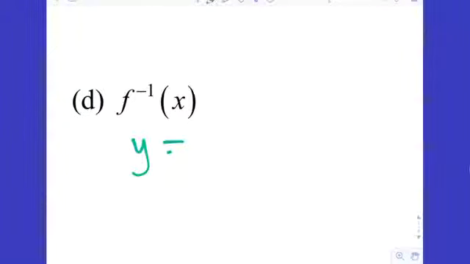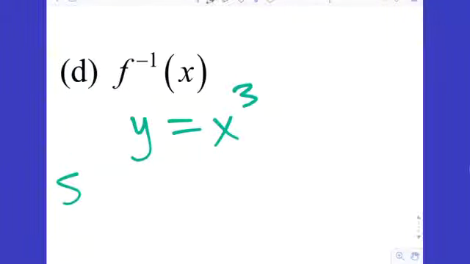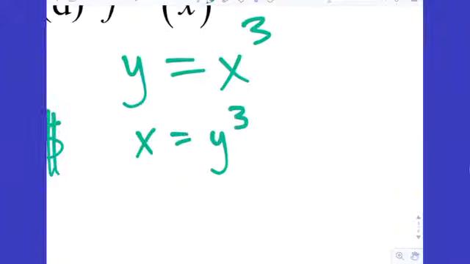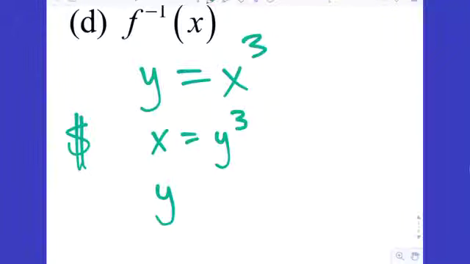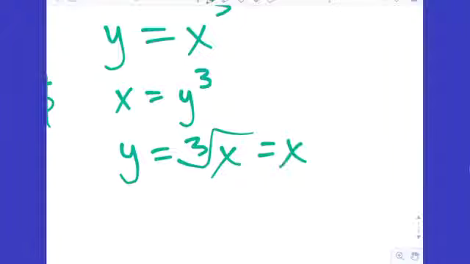Okay, so step 1, let's call f of x y. So now we have y equals x cubed. If we interchange x and y, remember that's the money step, cha-ching, we get x equals y cubed. And now we solve for y, and we get y equals the cube root of x, also known as x to the 1/3, right? And we know what that function looks like.